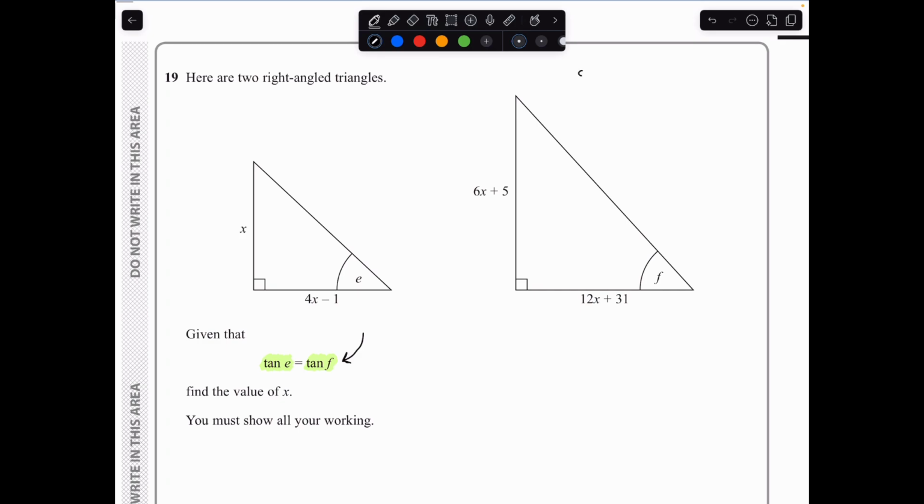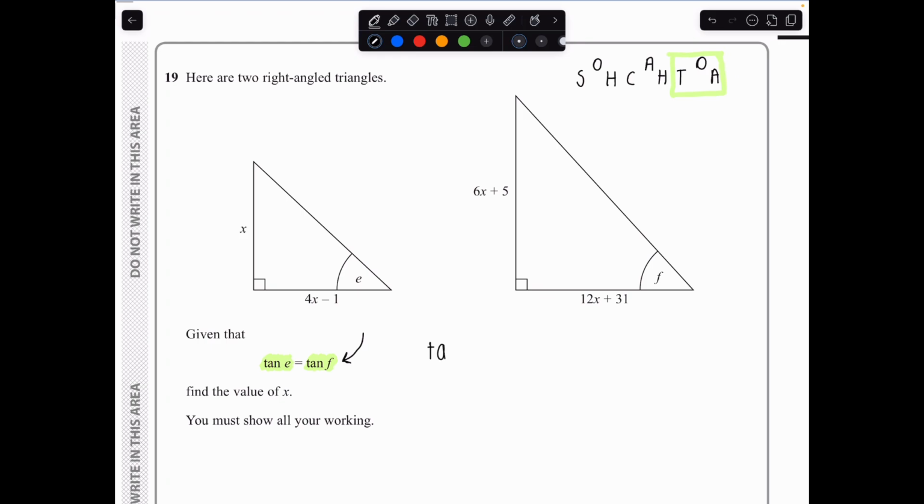So in class, I'm sure you're aware of SOHCAHTOA. So sine is equal to opposite over hypotenuse, cos is equal to adjacent over hypotenuse, and tan is equal to opposite over adjacent. So here, we've been given information about tan of E and tan of F, so we want to focus on the tan part of SOHCAHTOA. Tan is equal to the opposite over the adjacent. So let's find out what tan of E and tan of F are individually.